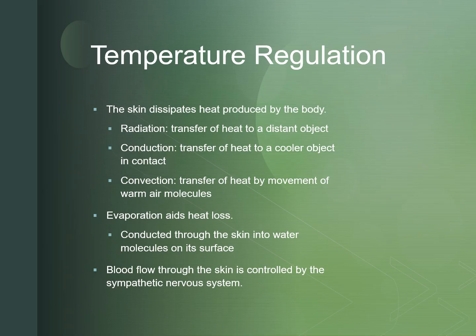So the role of blood flow, this is controlled by the sympathetic nervous system. Vasodilation, we have increased blood flow to the skin, which can result in heat loss. Or vasoconstriction, where we have decreased blood flow to the skin, where we have heat conservation. And that is controlled by our sympathetic nervous system.